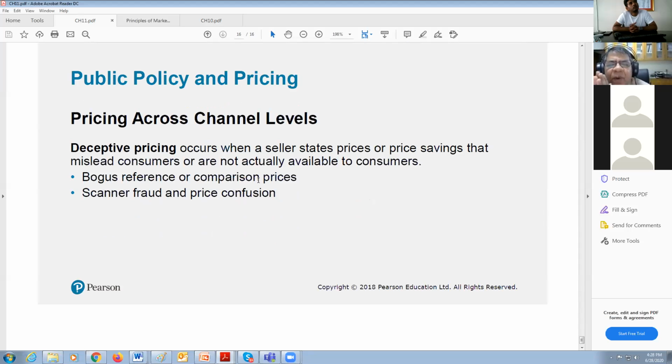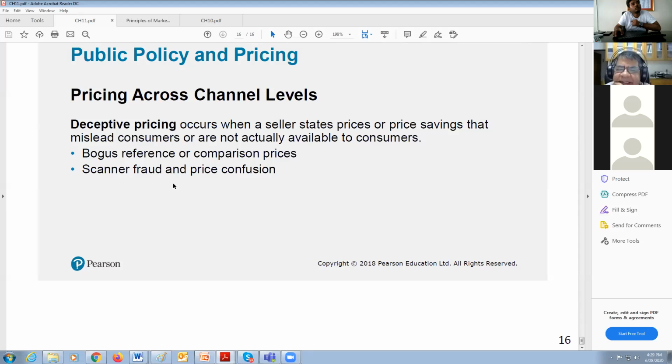Deceptive pricing occurs when a seller states prices or price savings that mislead consumers or are not actually available to consumers. This is very important, please remember that honesty in pricing is the most important. Bogus references or comparison prices, scanner fraud and price confusion.